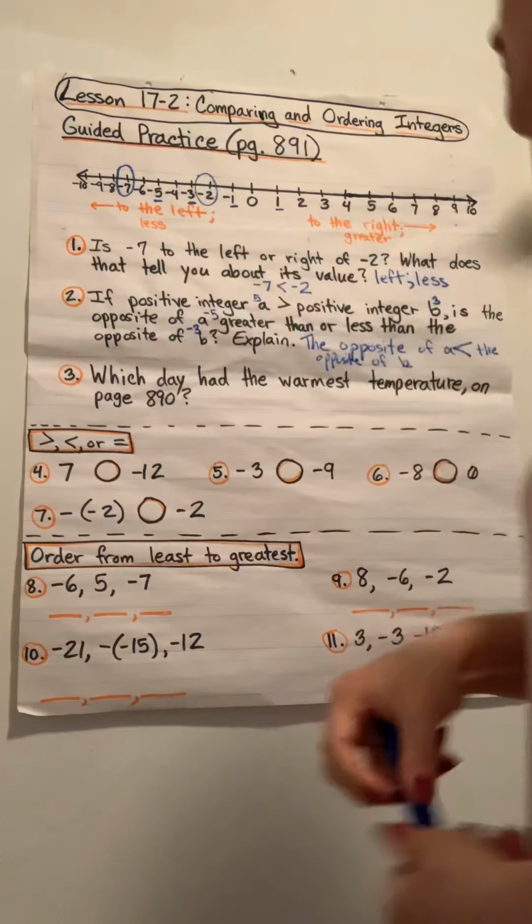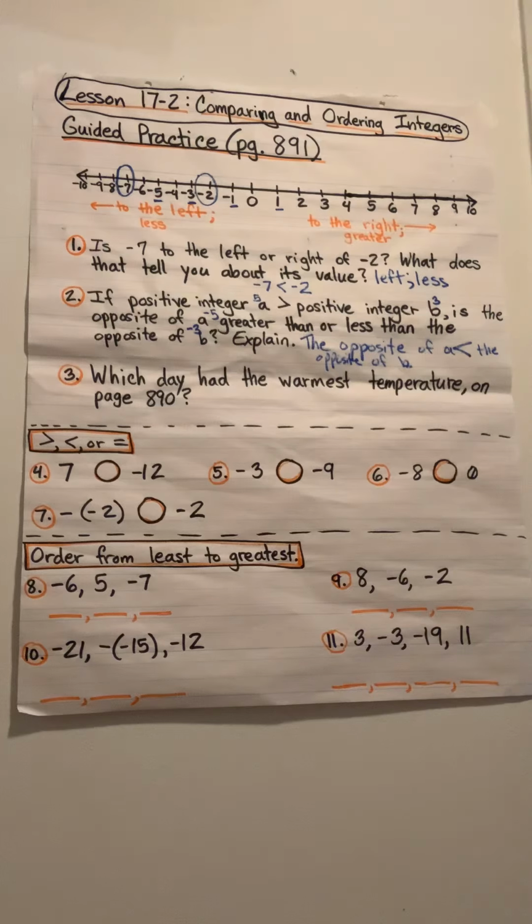Okay, number 3, which day had the warmest temperature? This is asking you to look back at page 890 that you should have watched the video on. So if I look back quickly at that chart, it tells me that Monday is 3 degrees, Tuesday is -6 degrees, Wednesday is 5 degrees, Thursday is 1 degree, and Friday is -5 degrees.